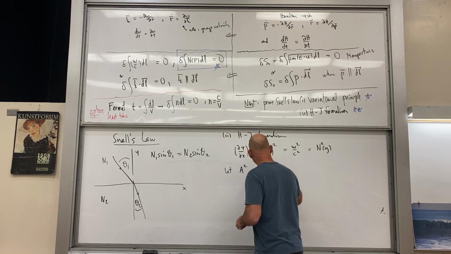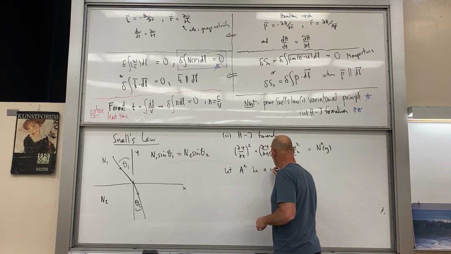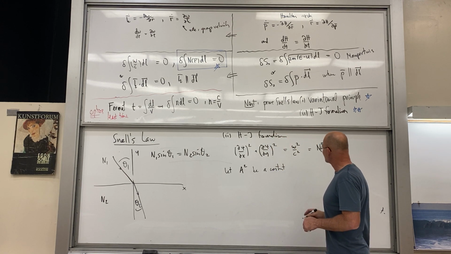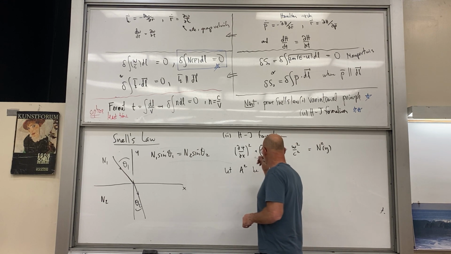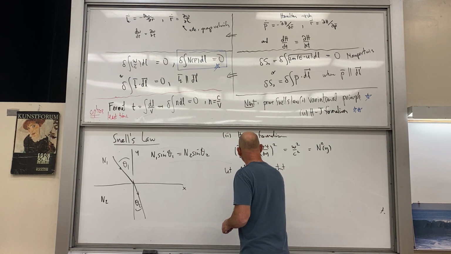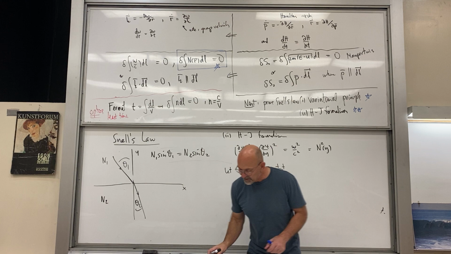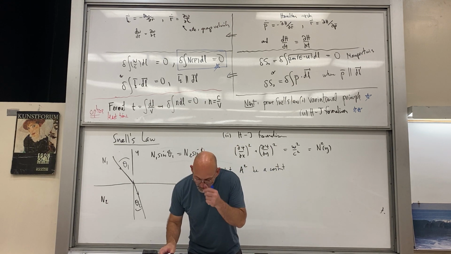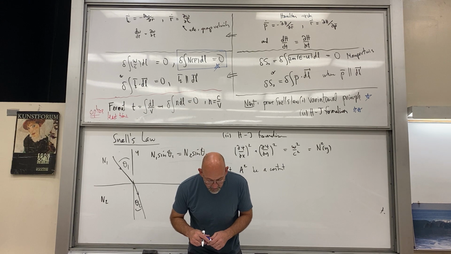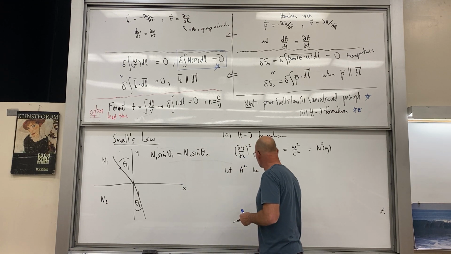Let a squared be a constant. Okay, let's have some constant here. I can write... let's see what the best way here is. Actually, there is no best way, but yes, okay, back up.